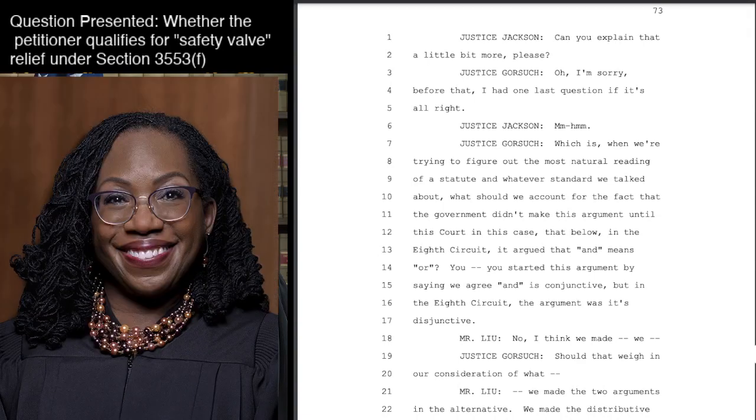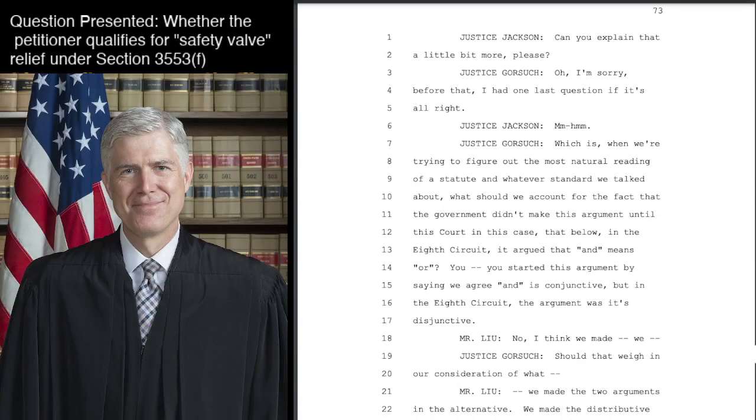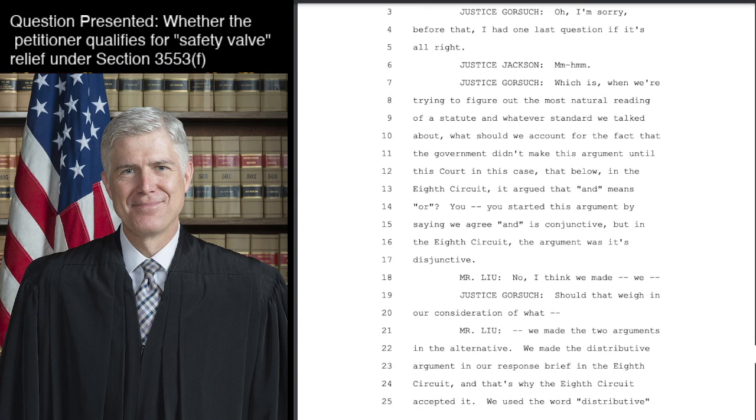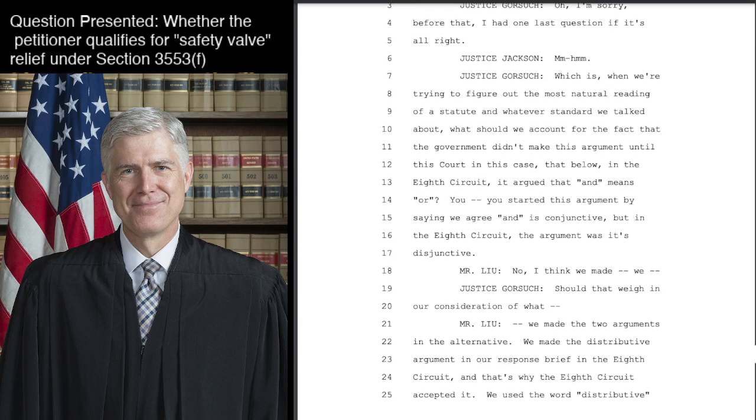Oh, I'm sorry. Before that, I had one last question, if it's all right, which is, when we're trying to figure out the most natural reading of a statute, whatever standard we've talked about, what should we account for the fact that the government didn't make this argument until this Court in this case, that below in the Eighth Circuit it argued that and means or? You started this argument by saying we agree and is conjunctive, but in the Eighth Circuit the argument was it's disjunctive. No, I think we made the two arguments in the alternative. We made the distributive argument in our response brief in the Eighth Circuit, and that's why the Eighth Circuit accepted it.